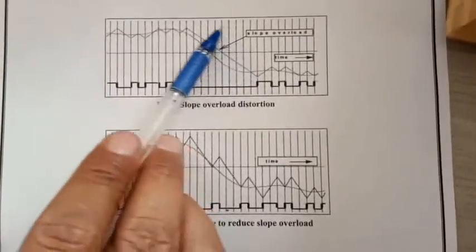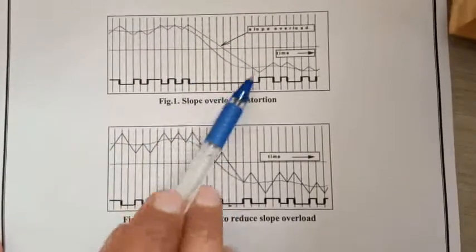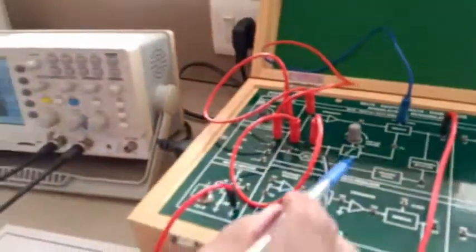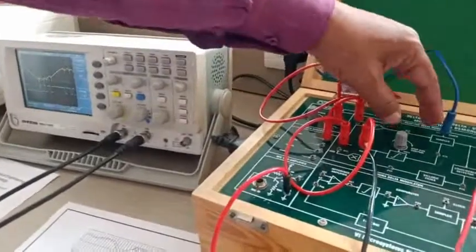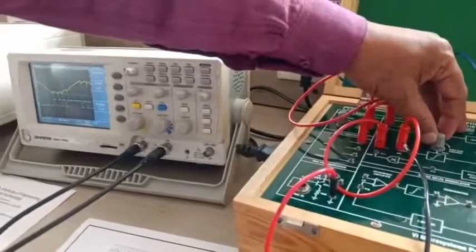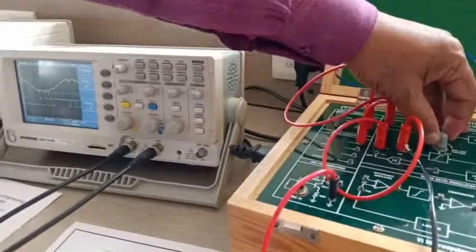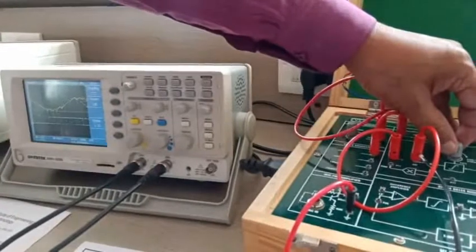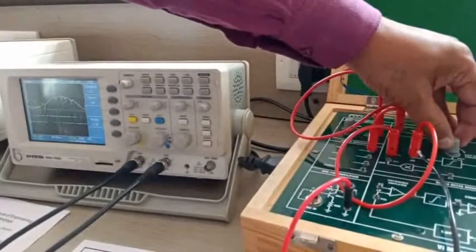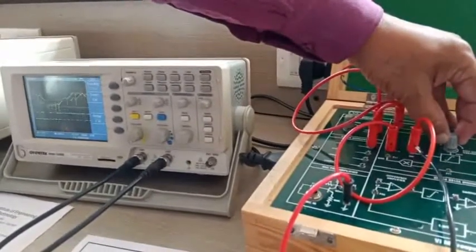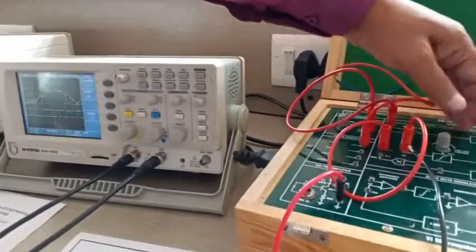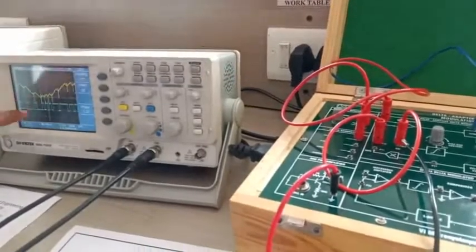Now we can overcome this slope overload distortion by adjusting the step size value. Here we have one provision, that is step size control. If we adjust the step size control, there are changes in the slope overload distortion. So in this case we don't have any slope overload distortion.